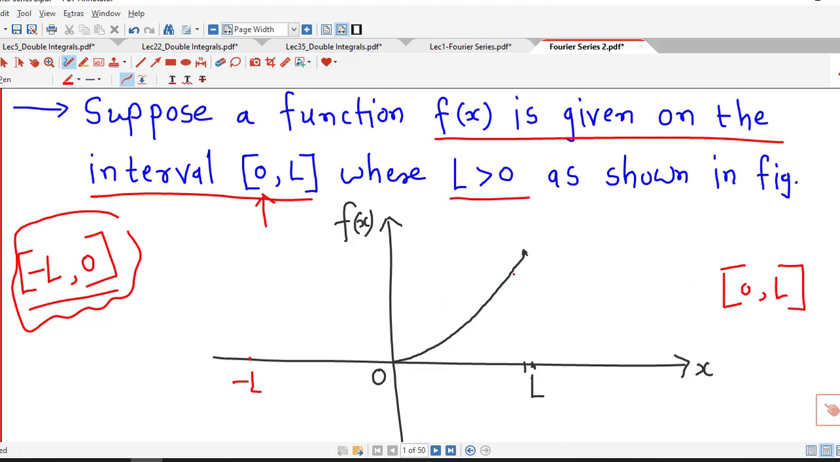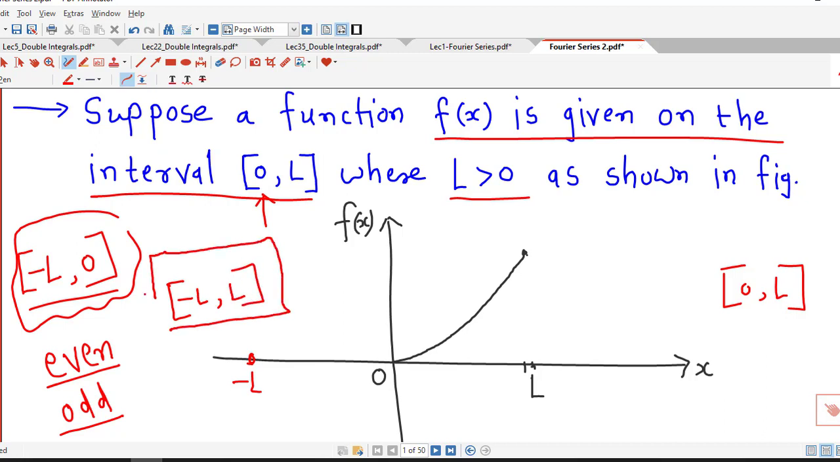So we can extend this function over the part minus L to 0 such that the graph of f(x) is symmetric about the y-axis, or the graph of f(x) is symmetric about the origin. If the graph is symmetric about the y-axis, then that extension is an even function. And if the graph is symmetric about the origin, then that extension is known as the odd periodic extension. So after extending over minus L to 0, we obtain the extended function over this interval.